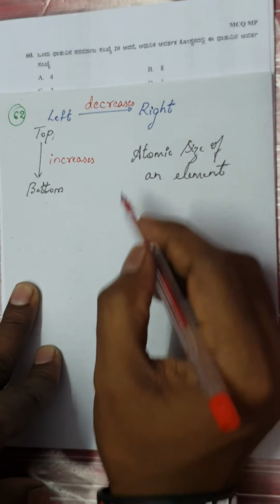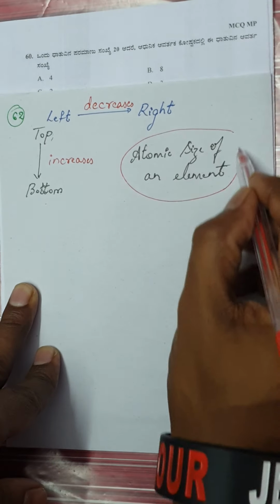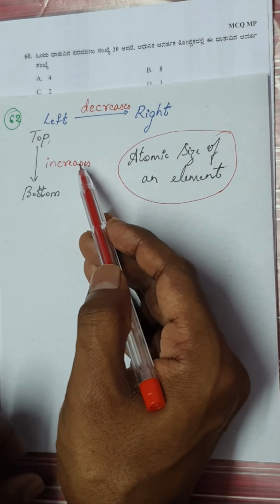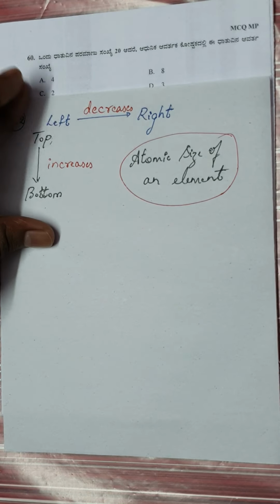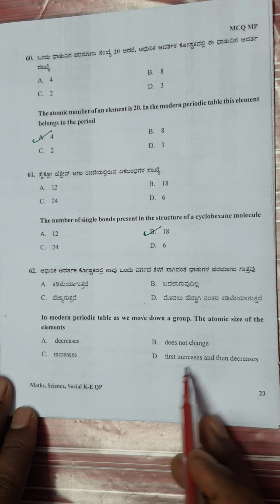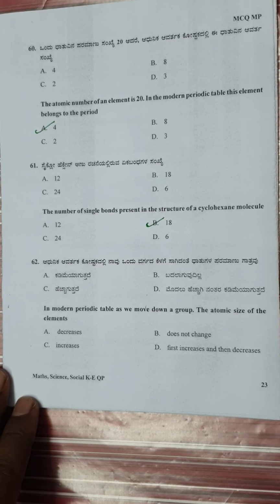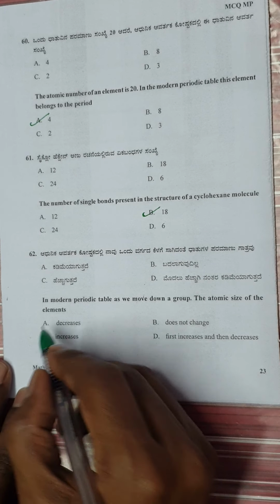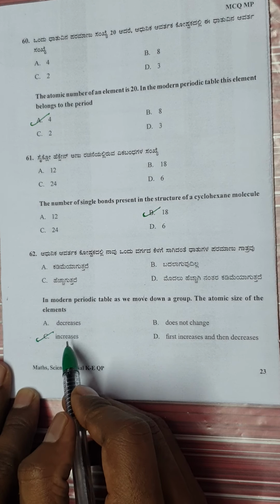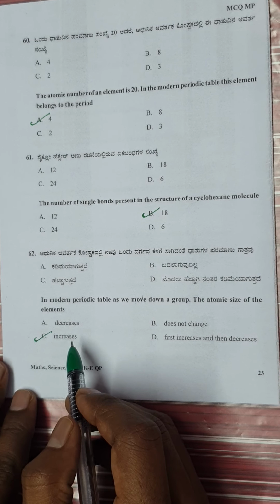So we are talking about the atomic size of an element. He is asking about top to bottom. We have found out that it increases. Let's check in which option you have increases. So options are decreases, does not change, increases, and first increases and then decreases. As we have found out, the right option is option C. The atomic size of the elements increases. Is it clear? Right.